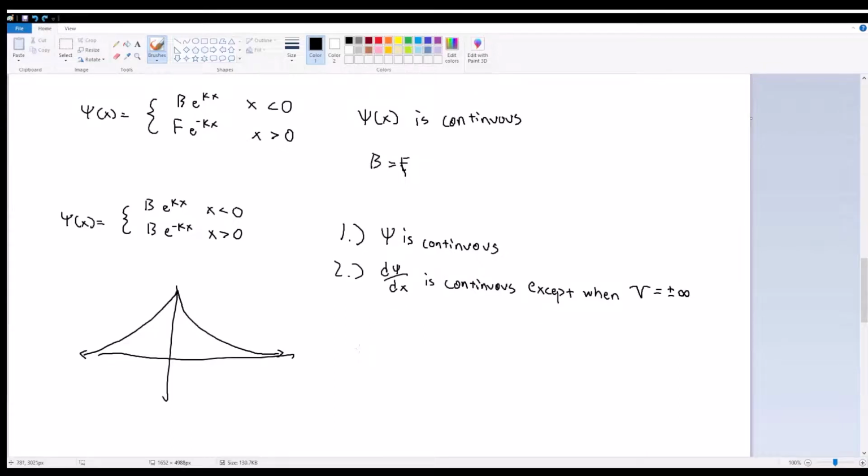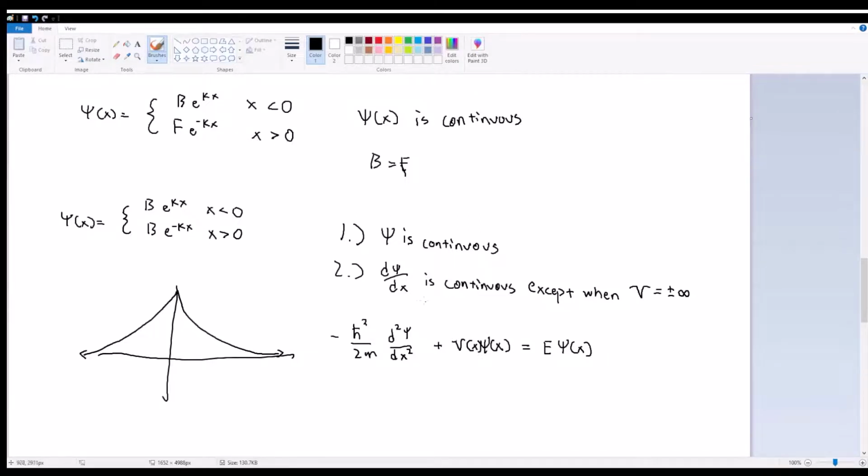To prove this, we're going to start with the Schrodinger equation. So we have negative h bar squared over 2m times d2 psi by dx squared, added with v times psi of x, and this is equal to e times psi of x. And just to make it extra clear, v also has x dependency, so I might as well write it as v of x.